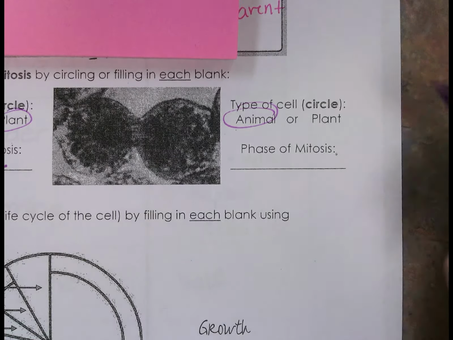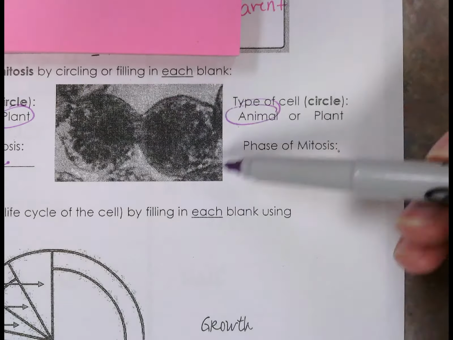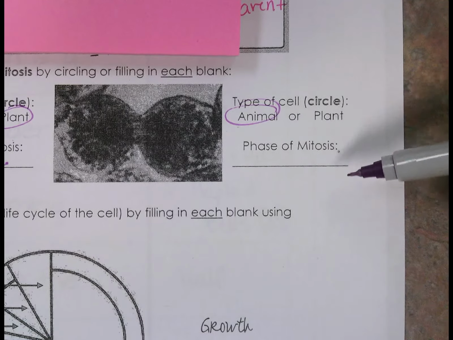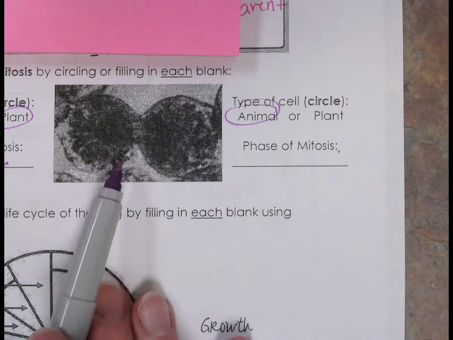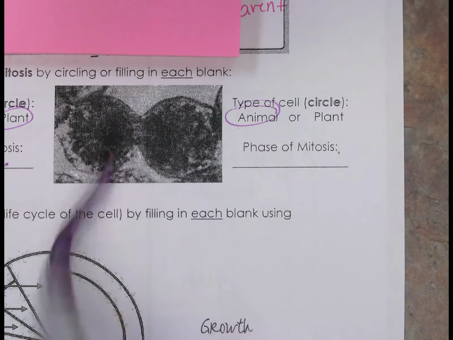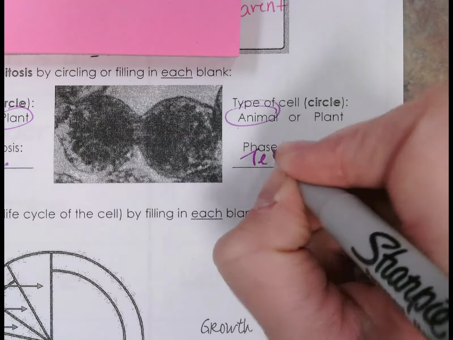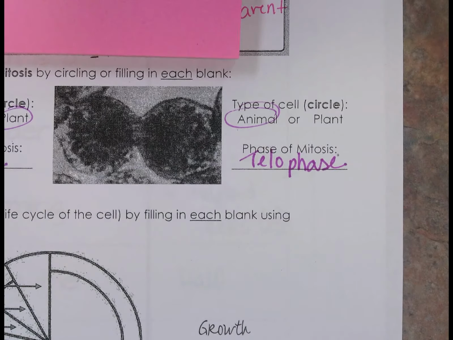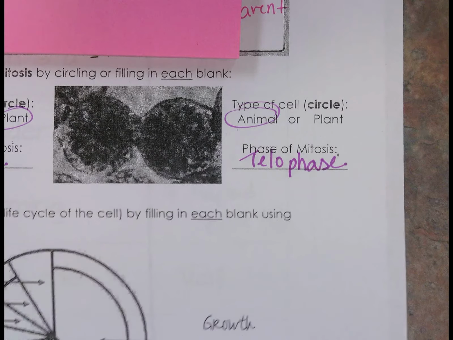All right, and then the phase of mitosis. Well, these are almost separated. So it's still a phase of mitosis, so we know it's not cytokinesis. It gives us the options of prophase, metaphase, anaphase, telophase. Since they look like they're just about ready to disconnect, this is going to be telophase. Okay. That one is telophase. That should be pretty self-explanatory.